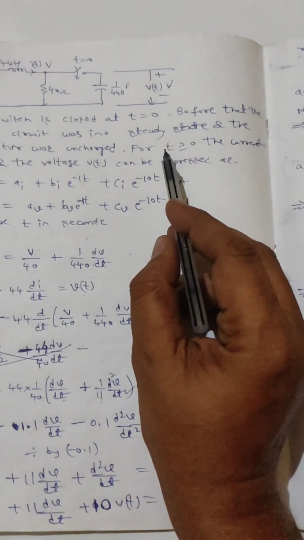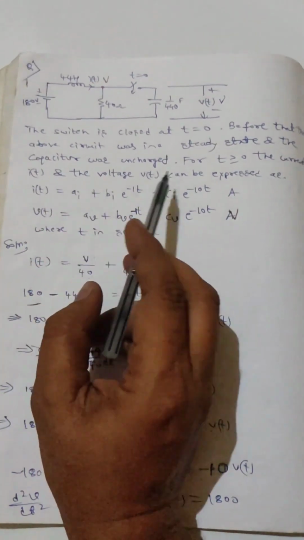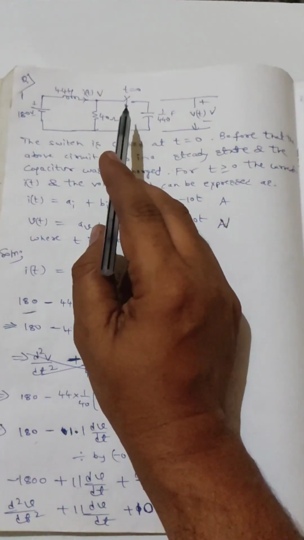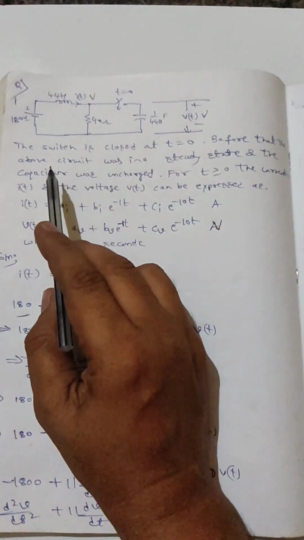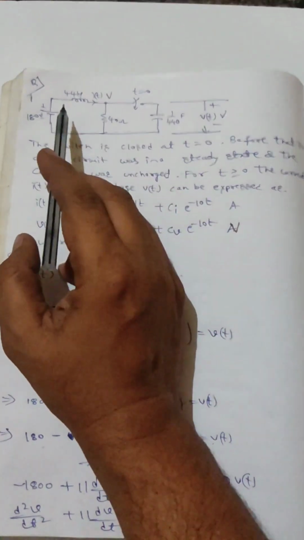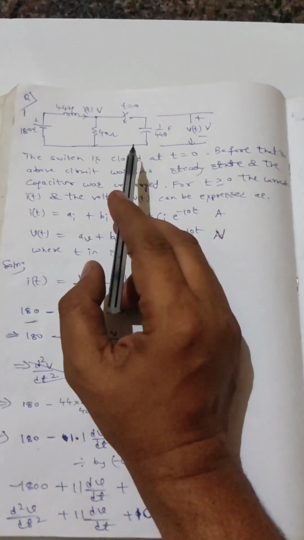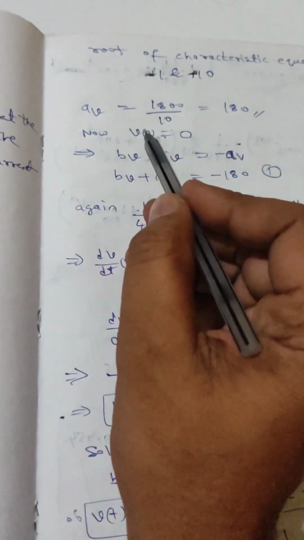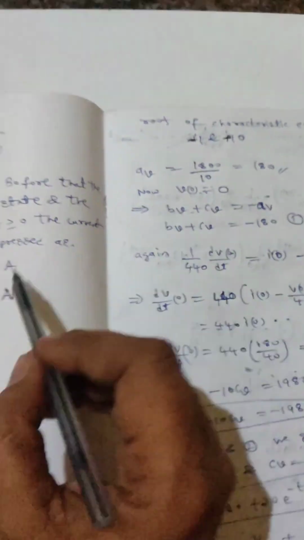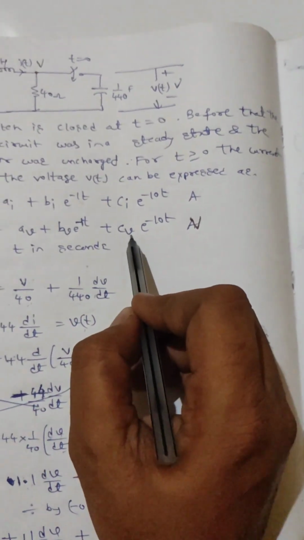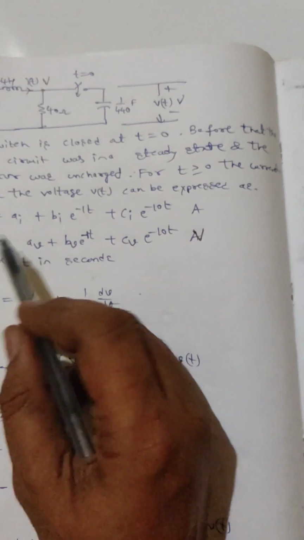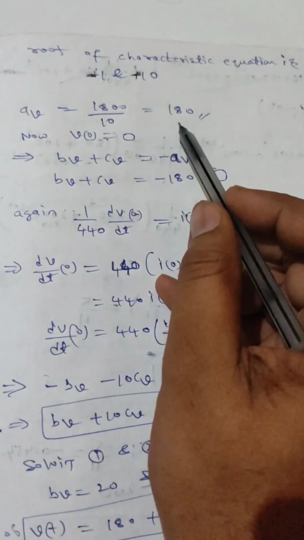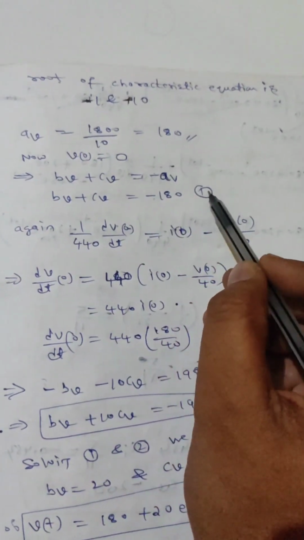Because they have given that for t greater than or equal to 0, current I of t and V of t can be expressed like this. But at t exactly equal to 0, the switch is closed. Before that, the circuit was in steady state. Steady state means the inductor will be short circuit and the capacitor will be open circuit. So with that condition, we can write V of 0 is equal to 0. Then this becomes BV plus CV plus AV equals to 0. Taking AV to the right side, it becomes minus AV. BV plus CV is equal to minus AV, which is 180. So BV plus CV we got minus 180. Take that as equation 1.